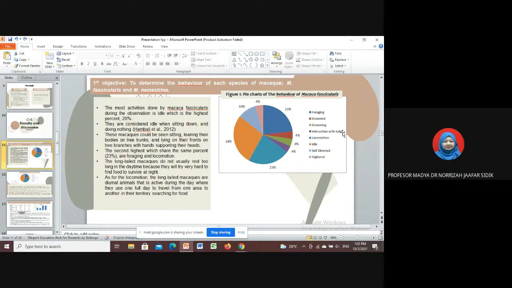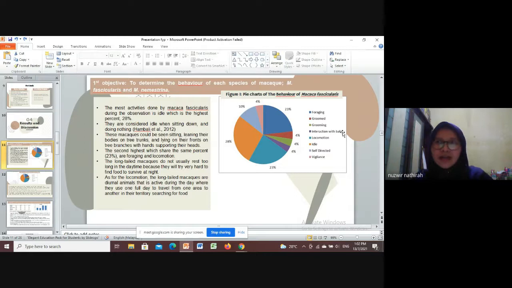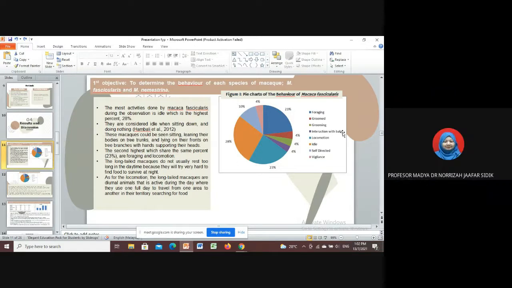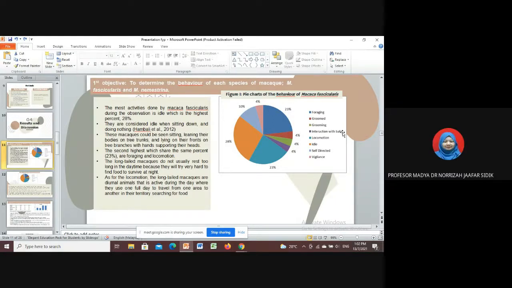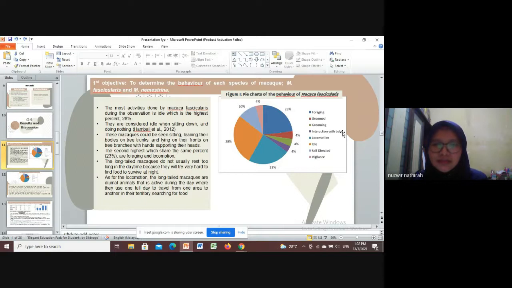Other behavior? Because I did not observe the comparison between these 2 species. You observed their behavior, right? Yes. So you should know, among these 2. Only this one comparison that I can state. All right.